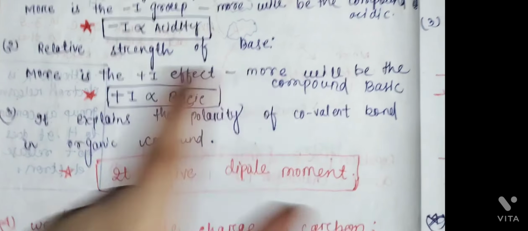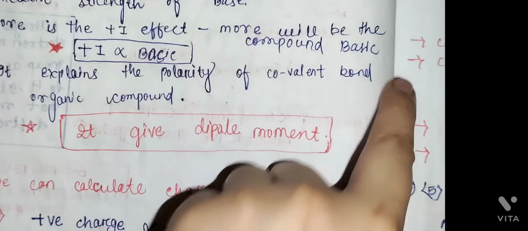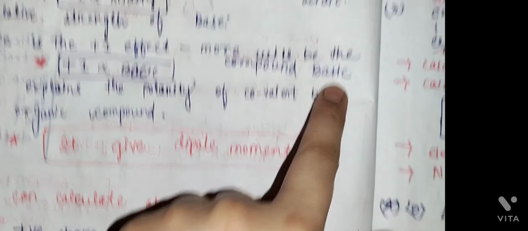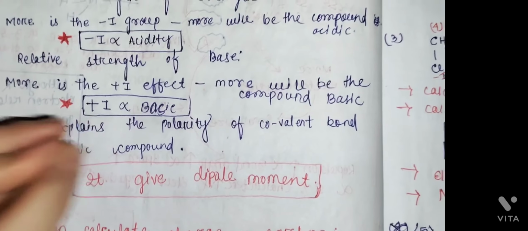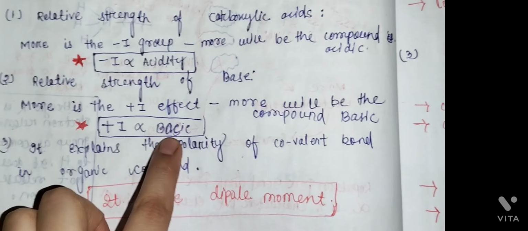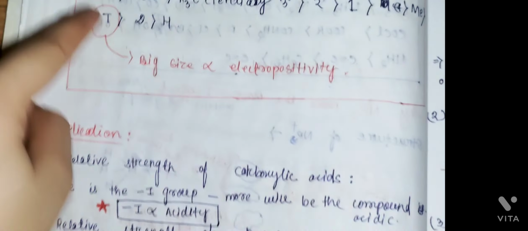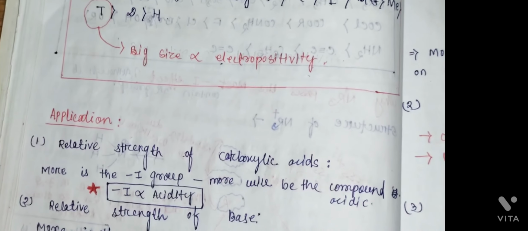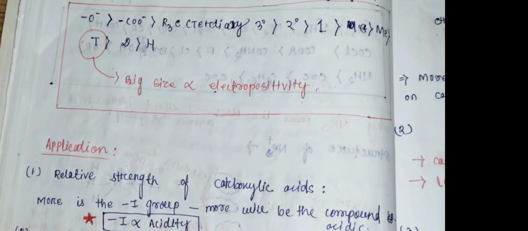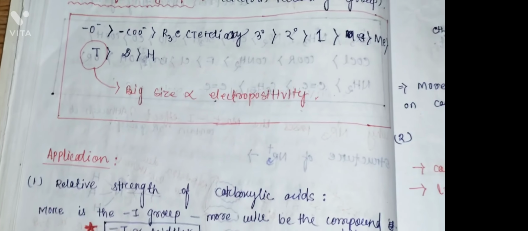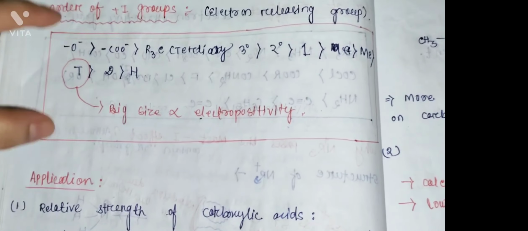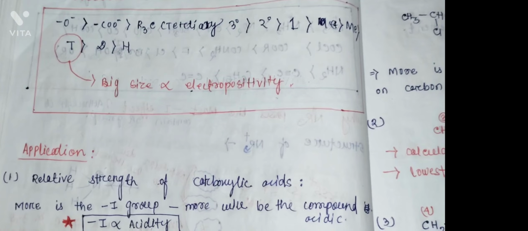The second application is relative strength of base. The more the plus I effect, the more basic the compound will be. If more plus I groups are present, then the compound will be basic, and you also have to follow the order. As I said in my previous video, you must remember those series, so you can do the questions properly.